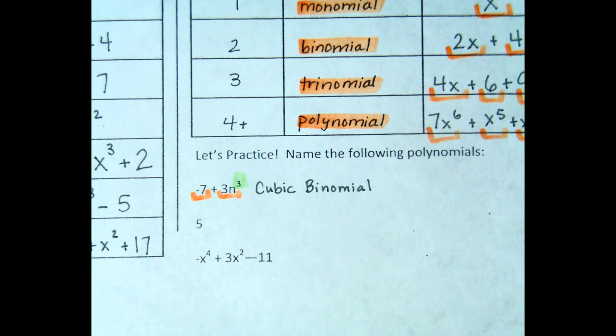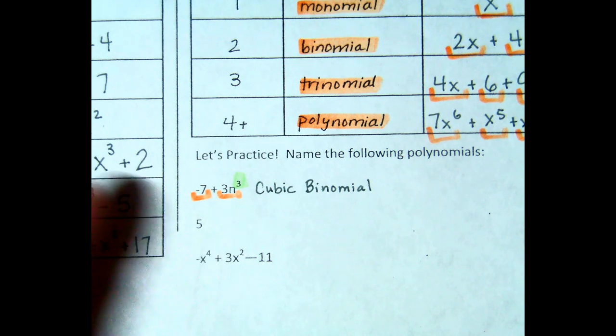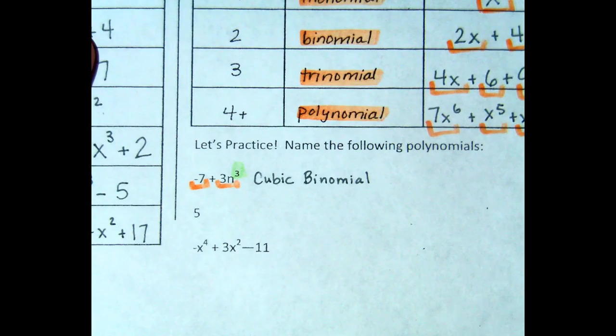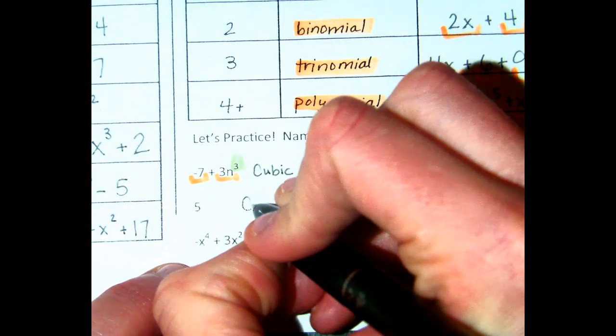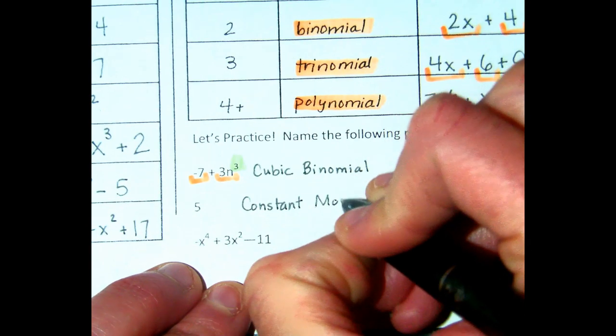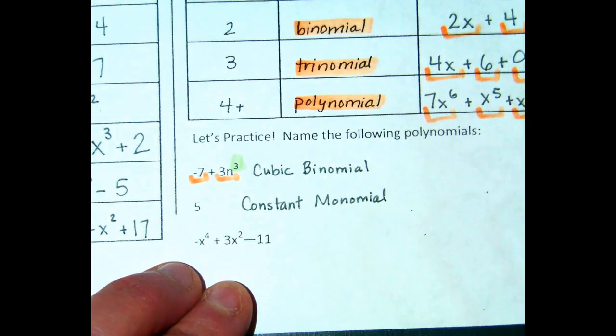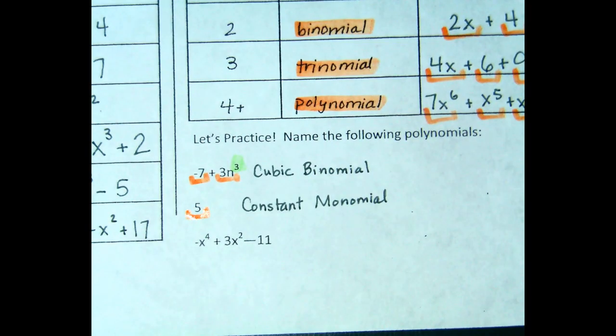Okay. The next one. What's its highest exponent? Does this have an exponent? No. Okay, the only options for no exponent are constant or linear. Now, linear has a variable. Does this have a variable? So then what is this? Why is it a monomial? Because it only has one term. Try the last one there.